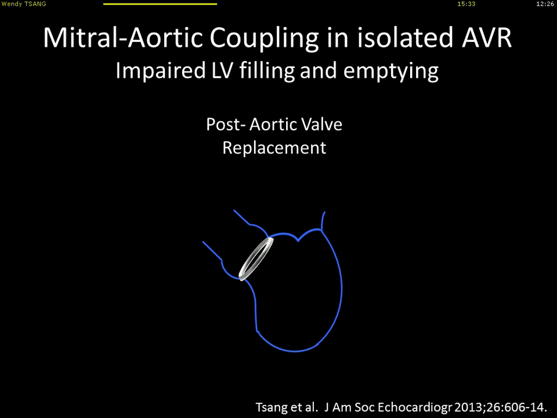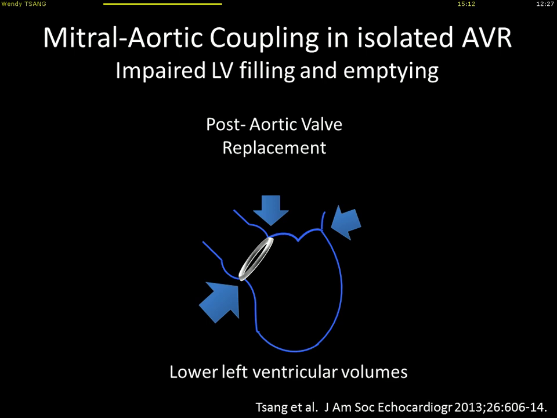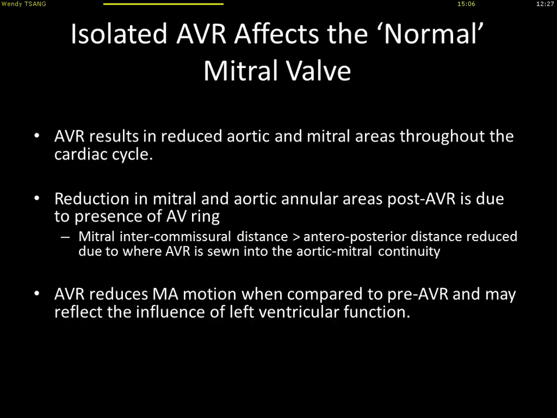So what happened? Well, with aortic valve replacement, you have a smaller LVOT. You also have this valve now sitting and sewn into your aortic-mitral fibrous continuity, and you have a smaller or less distensible mitral annulus. Together, that impedes your emptying and filling, and so the result is lower ventricular volumes and probably improved coaptation and decreased mitral regurgitation. So overall, for isolated aortic valve replacement, your normal mitral valve is affected because it reduces both aortic and mitral areas throughout the cardiac cycle.